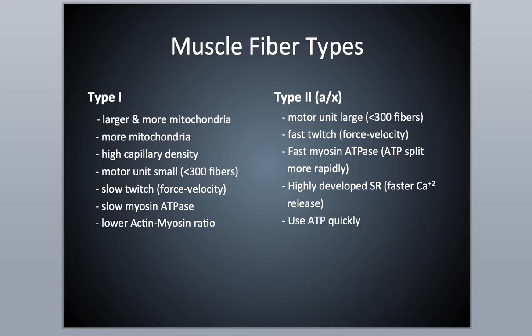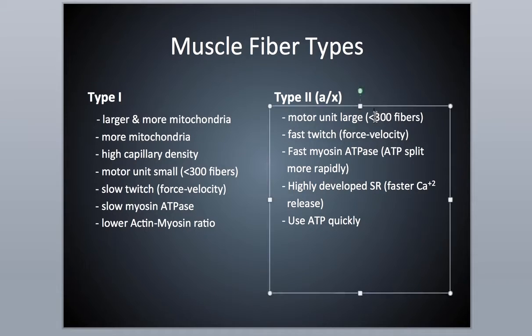Also, they're slow twitch. So on the force-velocity curve, they don't produce a lot of force very quickly. One of the reasons for that is that they have a slow myosin ATPase. So the ATPase that's bound to the myosin head is not as quickly hydrolyzed as it would be on a type 2 muscle fiber. They also have a lower actin-myosin ratio, which again is not very good for producing high amounts of force.